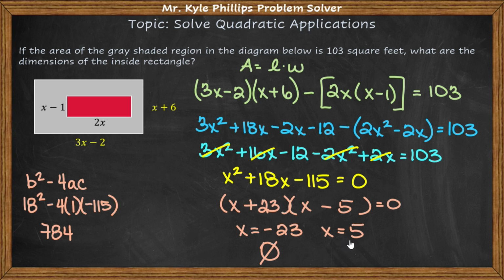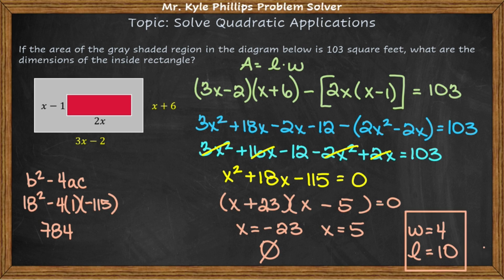So here I'm just going to take 5 and plug it in. So this width is 5 minus 1, so here the width is 4. The length is going to be 2 times 5, which is 10. All right, so those are going to be my solutions.